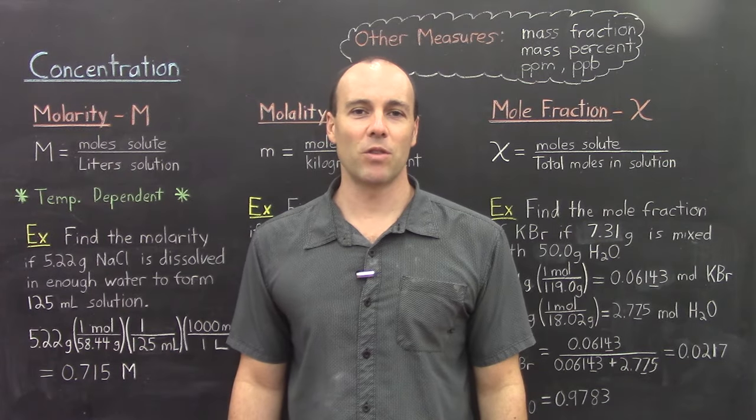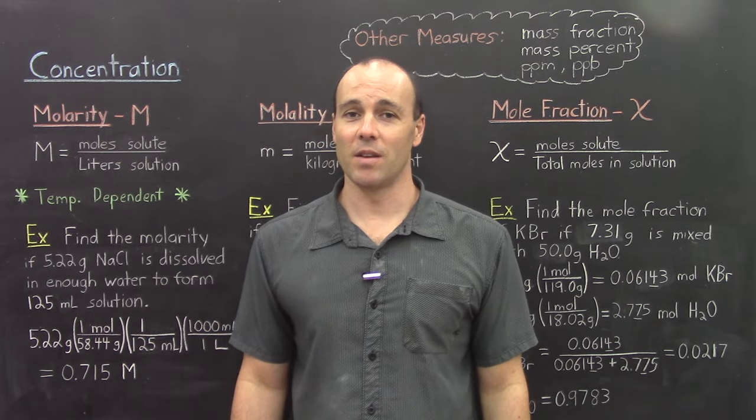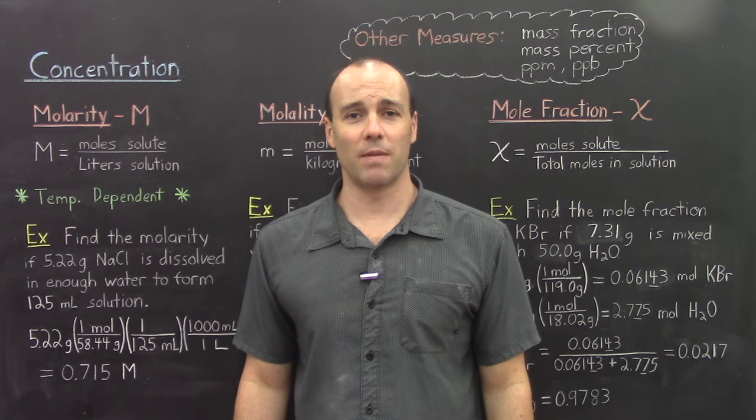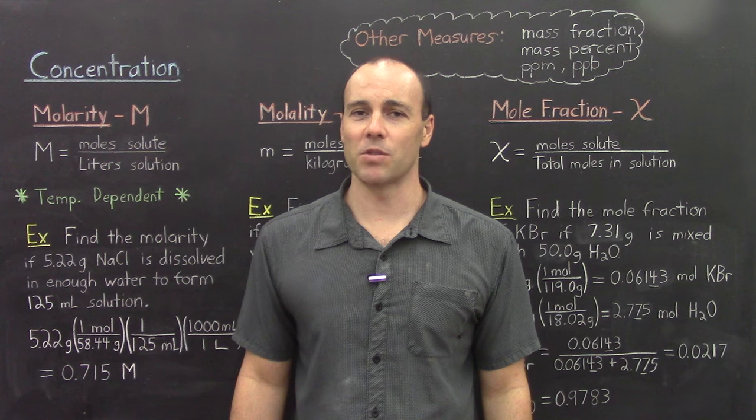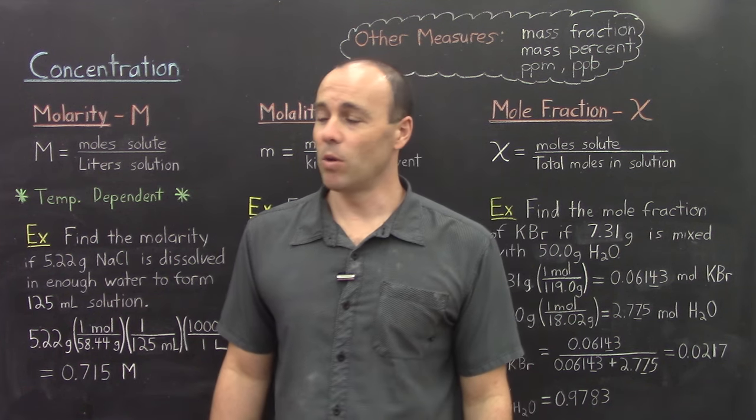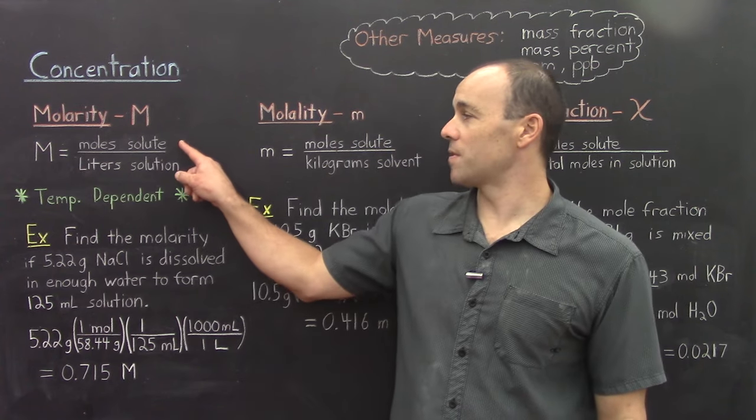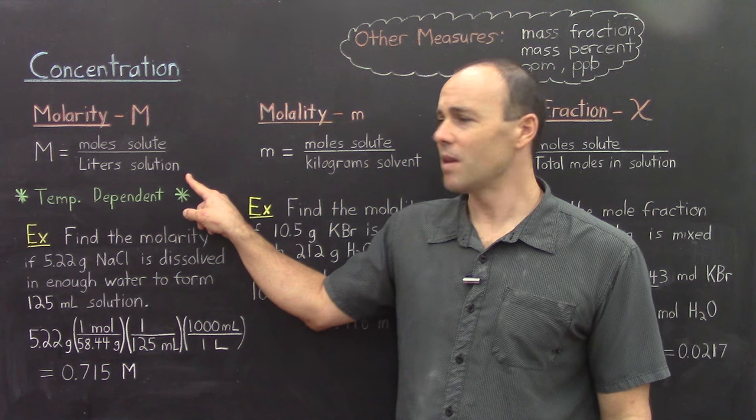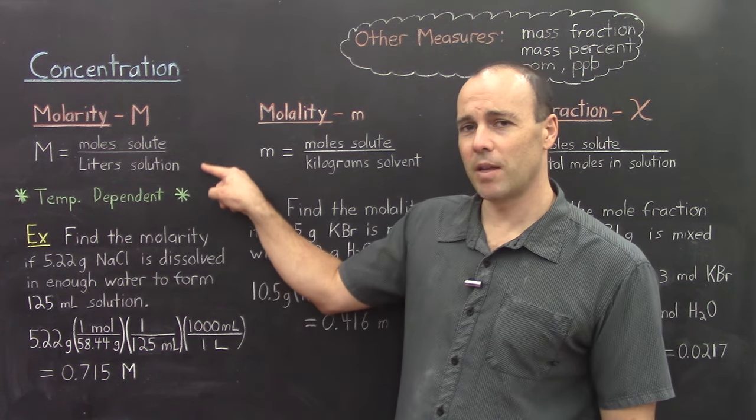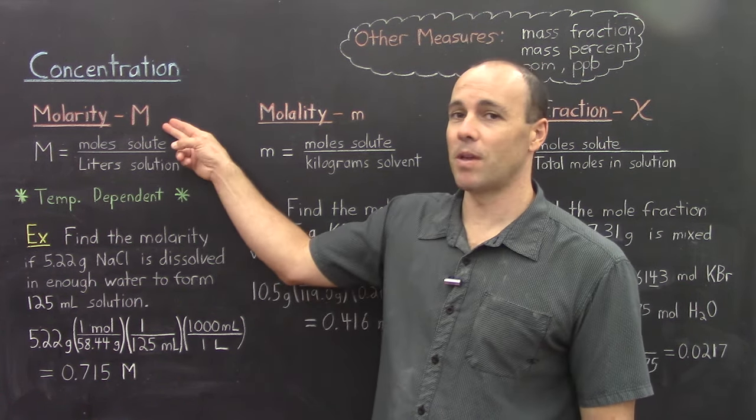There are many different measures of solution concentration, and in this course we'll be needing three of them. The first one you probably recall from first semester general chemistry, and that's the molarity. The molarity is defined as moles of solute divided by liters of solution. So the units here are moles per liter, or simply capital M for molarity.